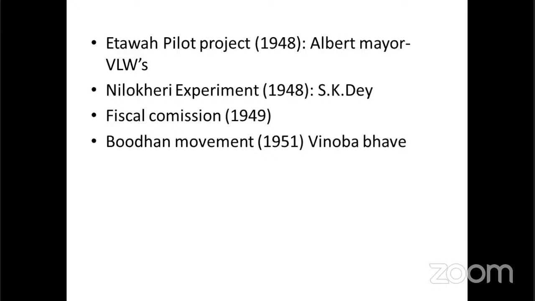Next, we see the Nilokheri experiment. After independence in 1947, India and Pakistan were split. You already know this. Refugees from Pakistan came, about 70,000 refugees came to India. S. K. Dey wanted to rehabilitate the 70,000 refugees.